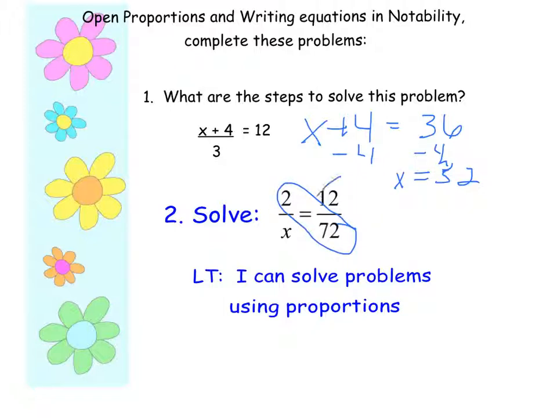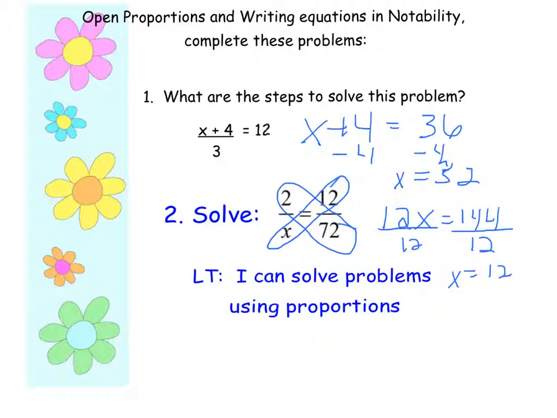You need cross multiplication to solve proportions, and that's what we're going to be doing today, is cross multiplication to solve proportions. So x times 12 is 12x, and 2 times 72, well, 2 times 2 is 4, and 70 times 2 is 140, so we have 144. Then again, properties of equality and inverse operations, it's multiplied, so we're going to divide. If we do it on one side, we have to do it on the other, so x is 12. So what it's saying is 2/12 is the same thing as 12 over 72.